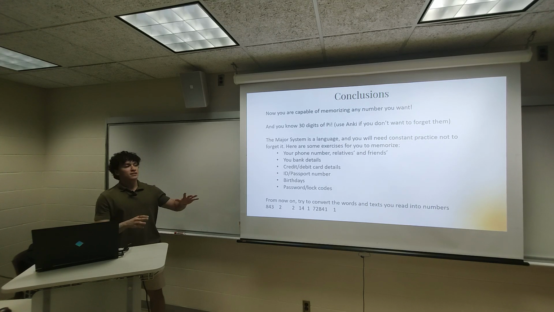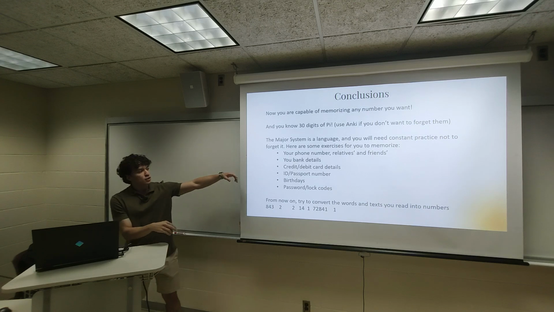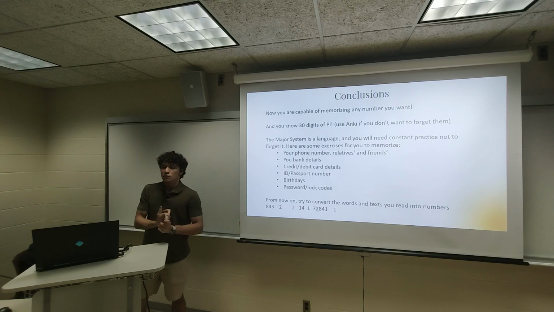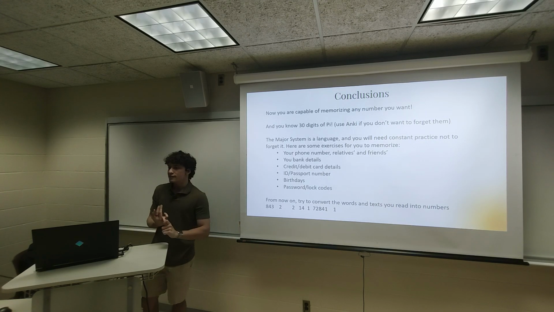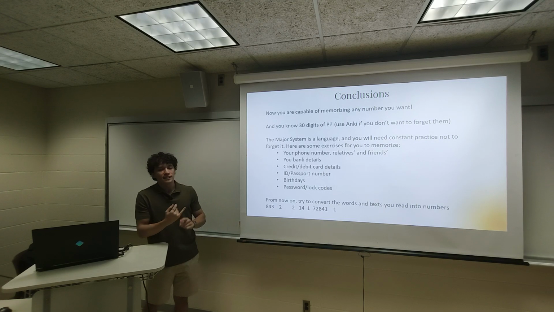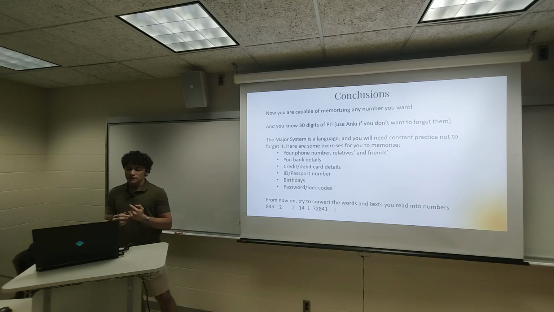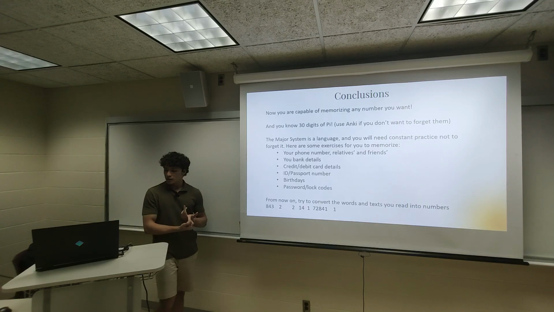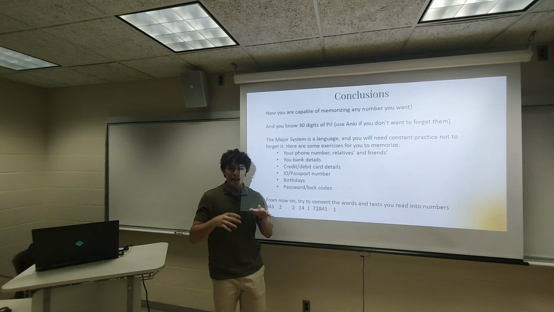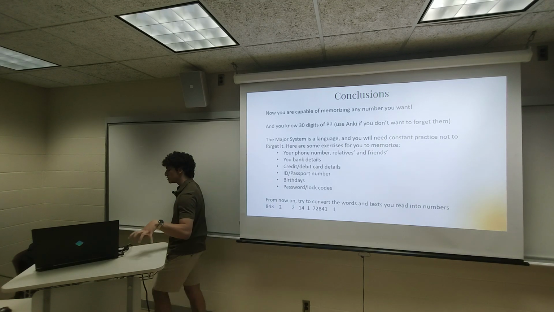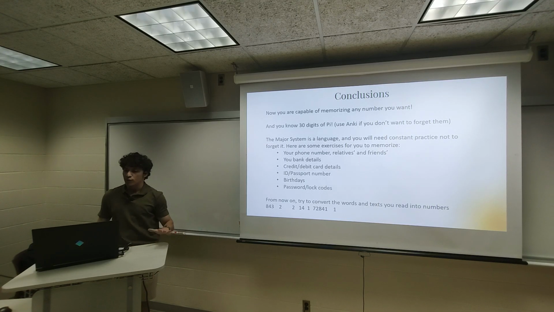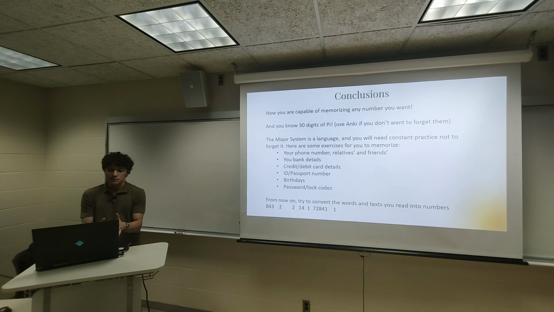So you can use the major system to memorize all these things. Your phone number, even if you already know your phone number, use it to memorize your phone number. Your relatives' phone numbers, friends, bank details. You can use it to memorize credit and debit card information. You can memorize your ID or passport number. You can memorize birthdays. You can memorize passwords, lock codes. Any number whatsoever, you can use the major system to memorize it. So these are some ideas, some exercises for you so that you don't forget the major system, so that you can get fluency in the major system.